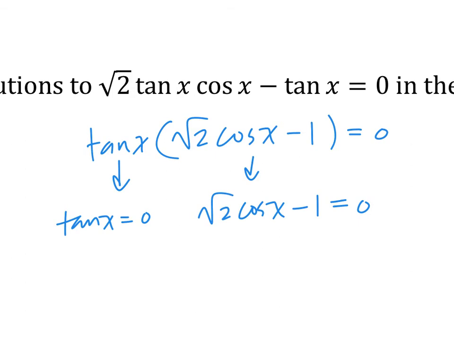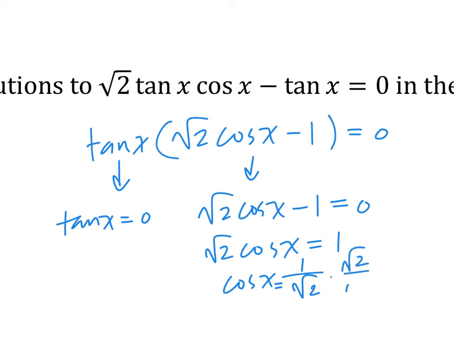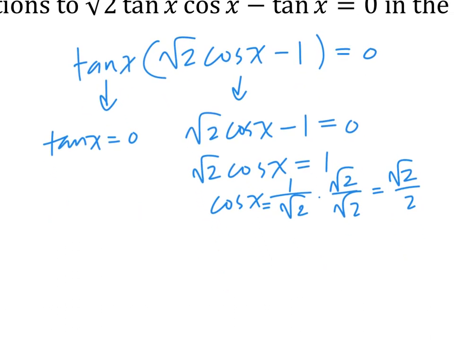Let's go ahead and solve this square root 2 cosine x minus 1. What should we do to solve for cosine x? Add 1. Yes, thank you. Add 1, and then divide by square root 2. But I don't recognize 1 over square root 2. Rationalize. Yes, rationalize. So multiply by square root 2 over square root 2. I get square root 2 over 2. I've seen this before. Okay, let's go ahead and solve. Cosine x is square root 2 over 2. X is what? Pi over 4 and 7 pi over 4.